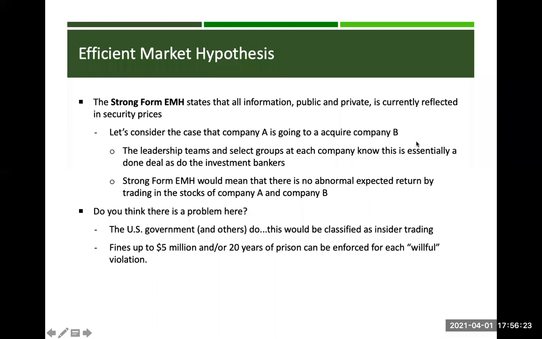No one sees a problem with this. It's illegal, okay. Yes, it is illegal. What if it wasn't illegal? Would you think that there are any issues with this idea of efficient markets hypothesis? It would be unfair. Sure. So you're saying that the strong form EMH does not make sense in real life.